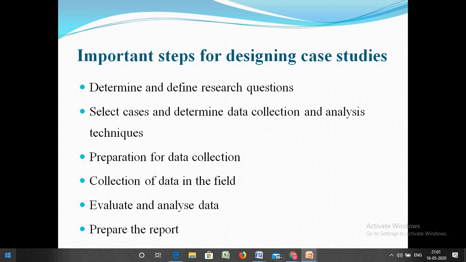And the last step is to prepare the report, that is the field report. A case study reports the data in a way that transforms a complex issue into one that can be easily understood, allowing the reader to question and examine the study and come to an independent understanding of the researcher.